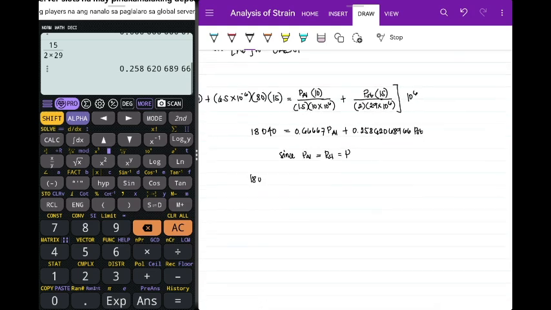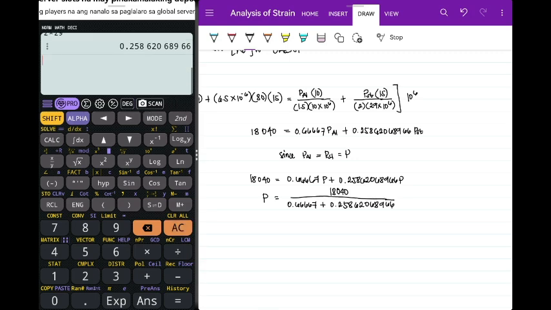For the steel term, for our PL over AE, it is 15 divided by 2 times 29 times 10 to the power of 6. Oh, sorry, just eliminate 10 to the power of 6. So we are given 0.25862068966 P sub ST. And since from our equilibrium equation derived above, P AL is equal to P ST, which is equal to P, we can substitute P in both.